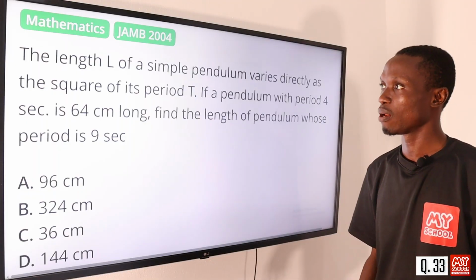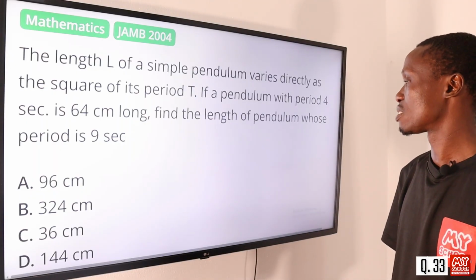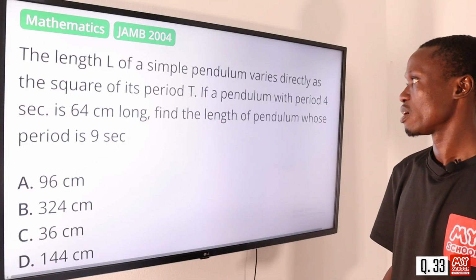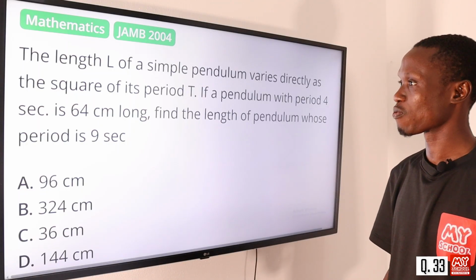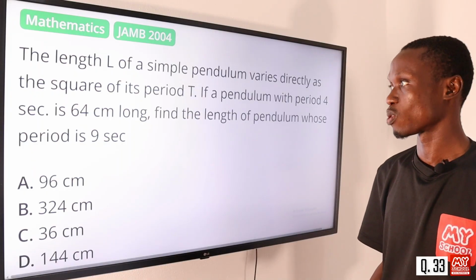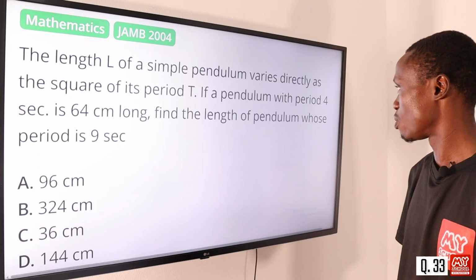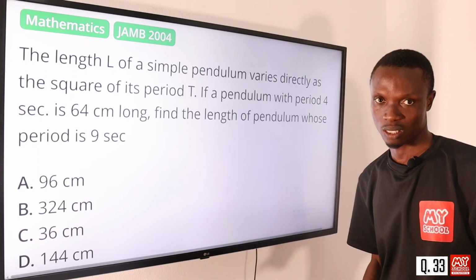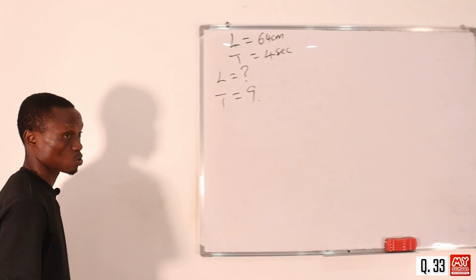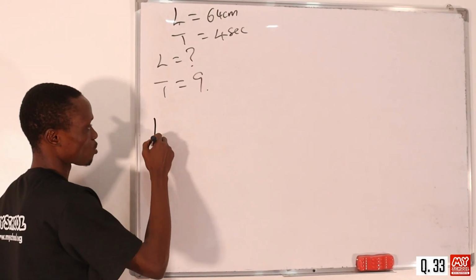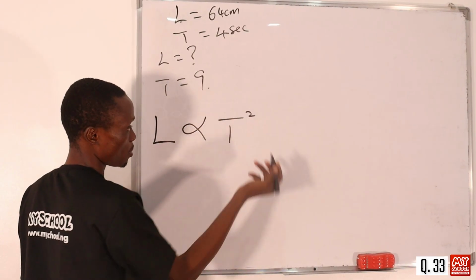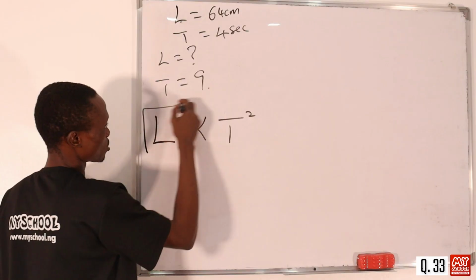Question 33. The length L of a simple pendulum varies directly as the square of its period, T. If a pendulum with period 4 seconds is 64 centimeters long, find the length of the pendulum whose period is 9 seconds. So let's move over to the board to provide the answer to this question. So in this question, we are told that the length of the pendulum is directly proportional to the square of the period. Okay, so this is just a relationship.